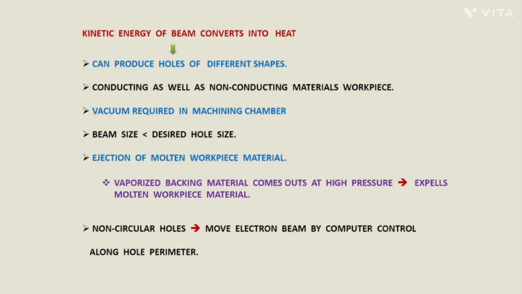Non-circular holes also can be generated by the electron beam machining process. Any kind of shape of the workpiece can be generated by this process. You can keep a fixed beam and move the workpiece on a computer numerical control (CNC) table, or you can move the beam on the workpiece surface. In both ways, you can generate any kind of non-circular holes on the workpiece surface.